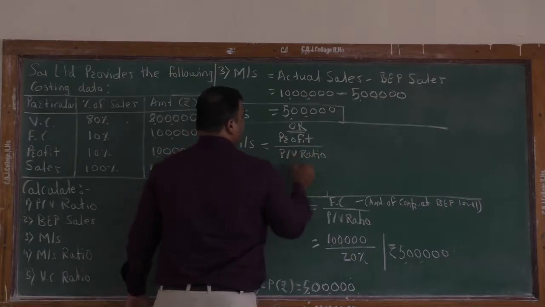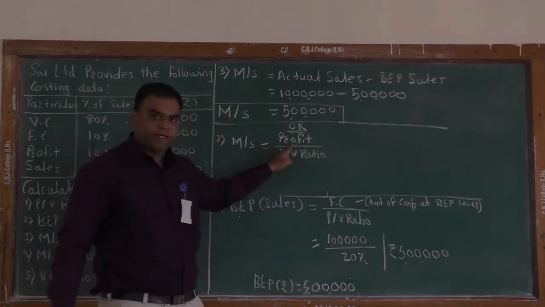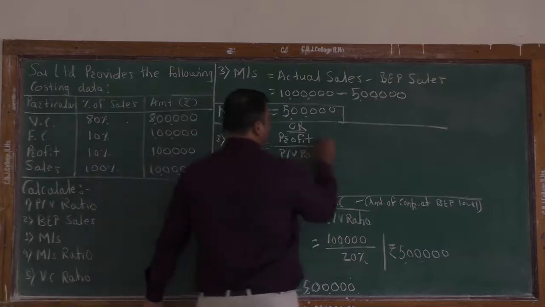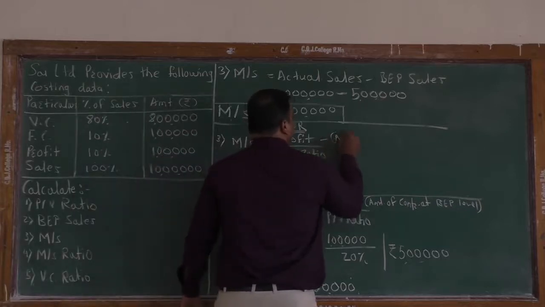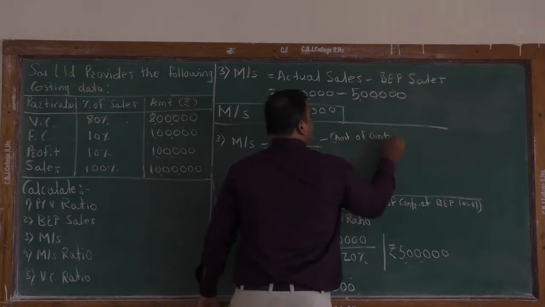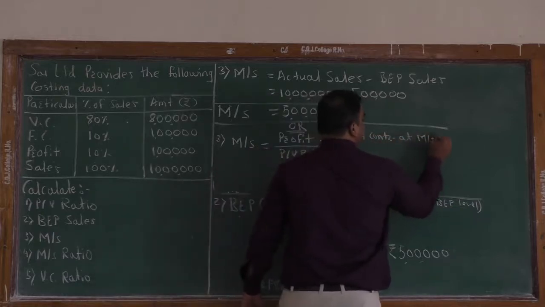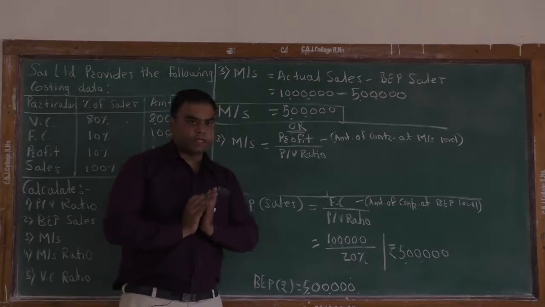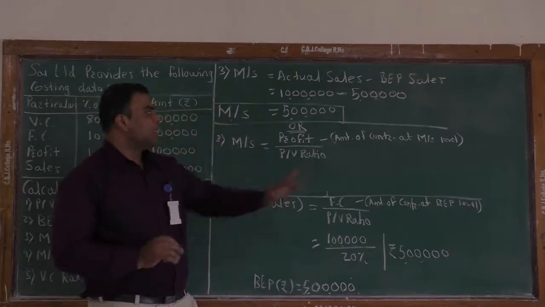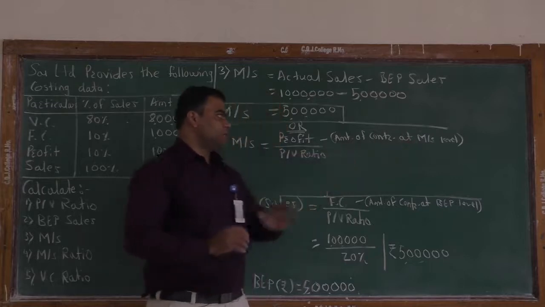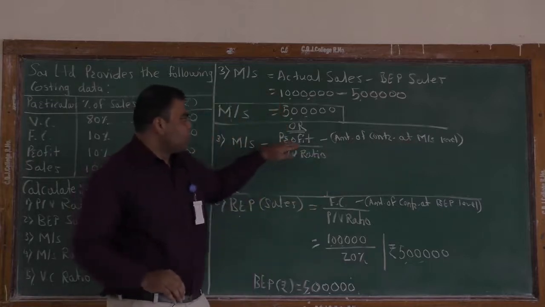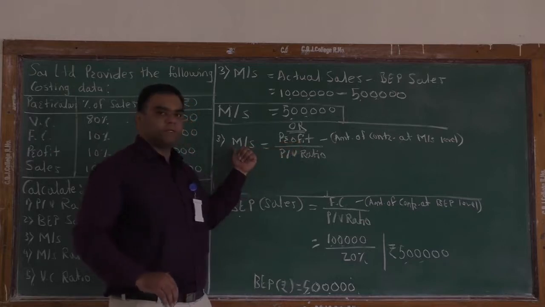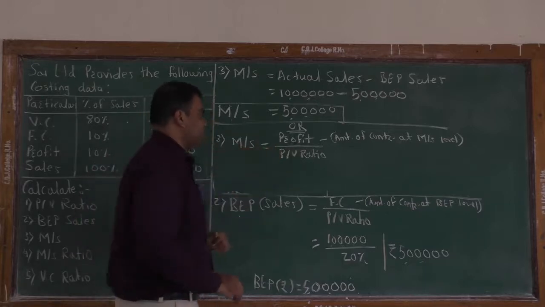So why does this formula work? As we know, the amount of profit and the amount of contribution at margin of safety sales level is always equal. That's why we have taken the amount of profit as the amount of contribution at margin of safety sales level. So contribution at margin of safety sales level divided by contribution ratio is equal to margin of safety sales. In that way this formula works.